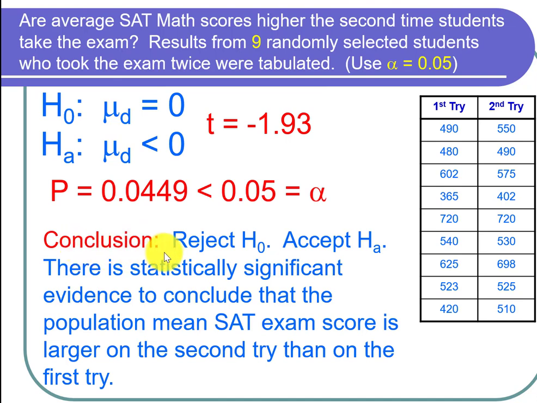We can conclude that there is statistically significant evidence to conclude that the population mean SAT exam score is larger on the second try than on the first try. And I'm done with the problem.